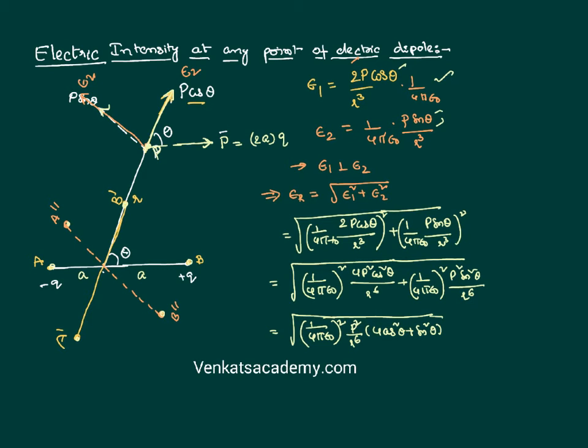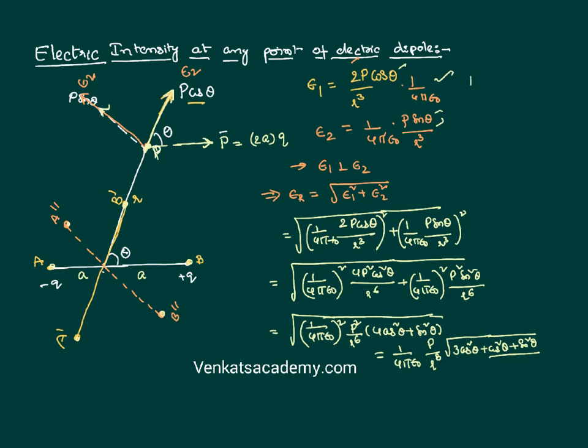So I can write these square terms out of the square root. The answer will become something like this: (1 by 4 pi epsilon naught) square is there, therefore out of the square root only one comes. Out of P square, P will come out of the square root. Out of r power 6, r cube will come out of the square root. And what is remaining is root of 4 cos square theta and sin square theta. I will write that 4 cos square theta as 3 cos square theta plus cos square theta. And of course, sin square theta is there anyway. I can rewrite sin square theta plus cos square theta as 1.